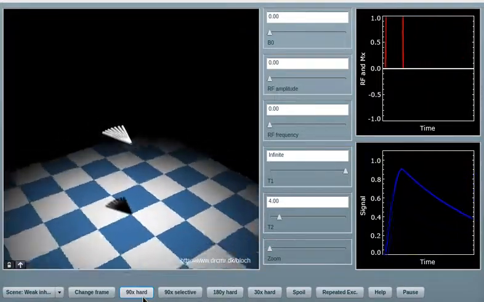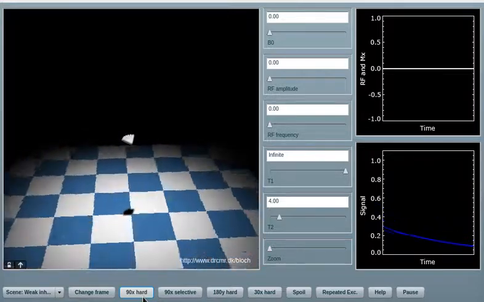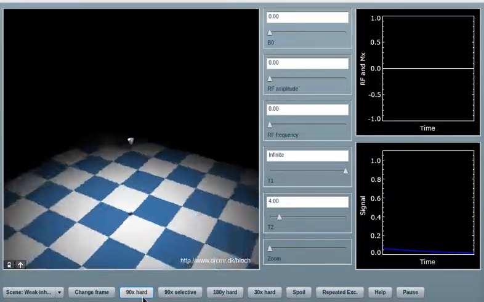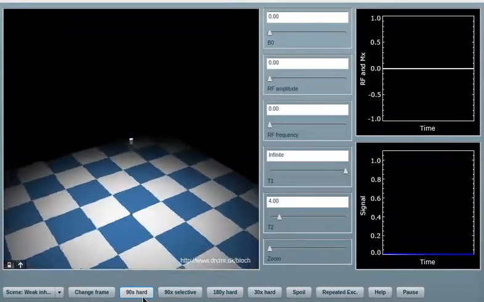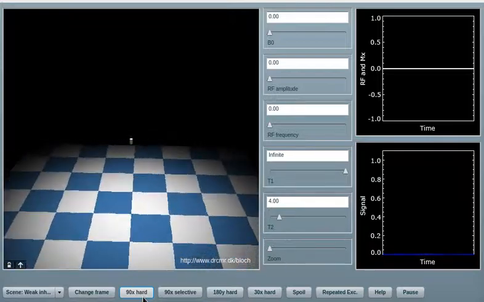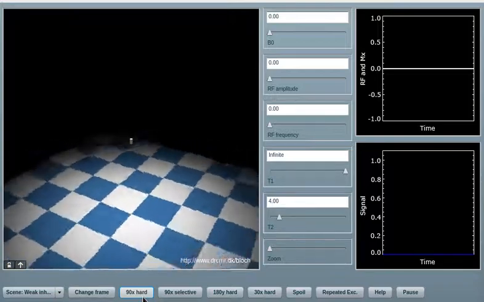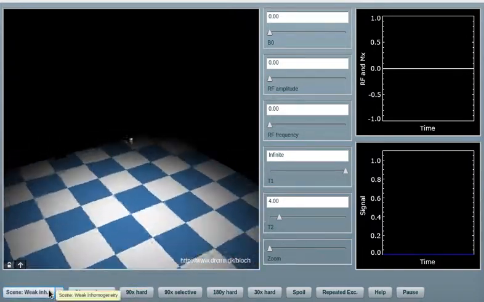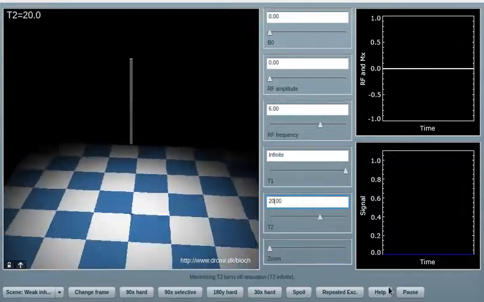And if you can see, well, it's not just the decay because of the inhomogeneities. We now have some other processes going on, which, as I said, part of it is the interaction between the protons in the tissue causing this decay. Okay, and in this case we can't actually recover it, so let's put this to 20 seconds.